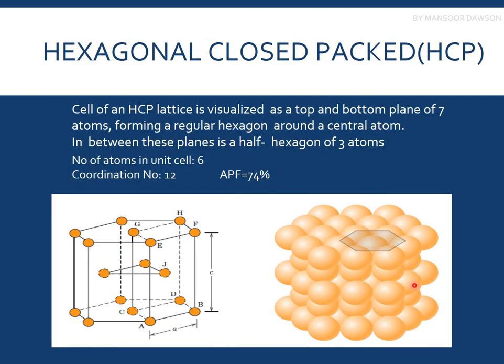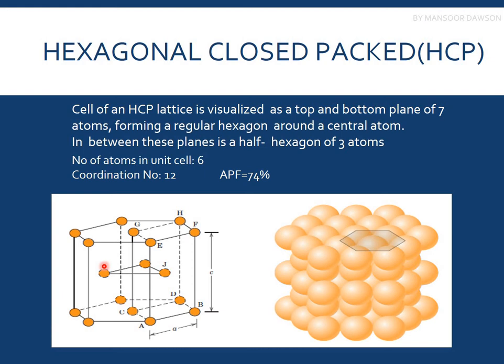So now we have hexagonal close packing. In this, the cell of an HCP, or hexagonal close packing lattice, is visualized as the top and bottom plane of 7 atoms. Basically, it has 7 atoms which are forming a regular hexagon. As you can see over here, there is a hexagon, and in each corner there is 1 atom, so 6 atoms in a hexagon, and 1 in the middle, so there are 7 atoms, and in between there are 3 whole atoms involved as well.